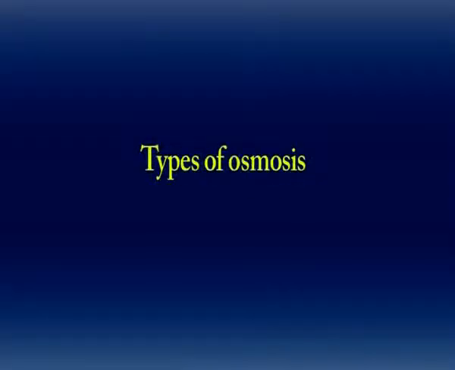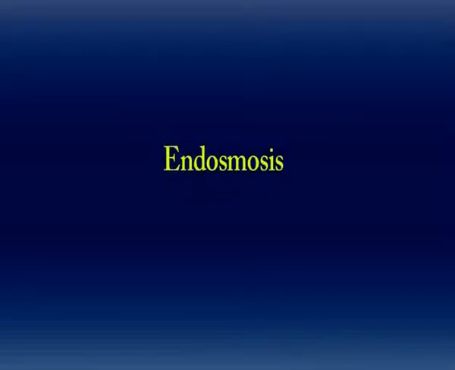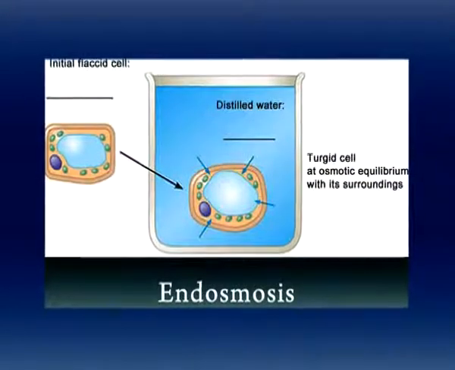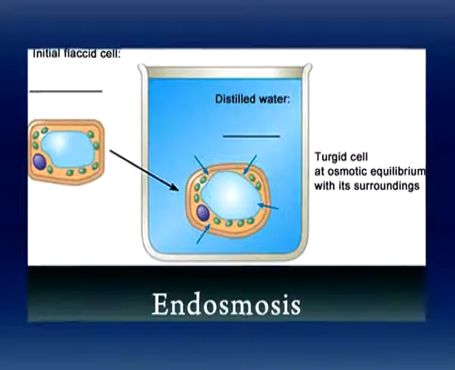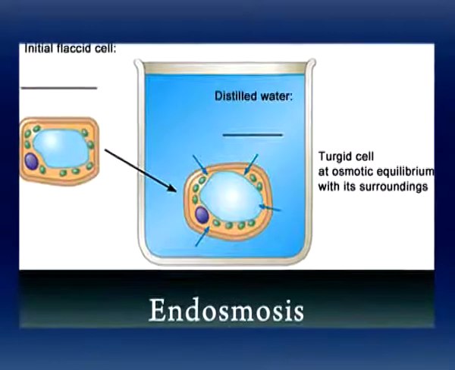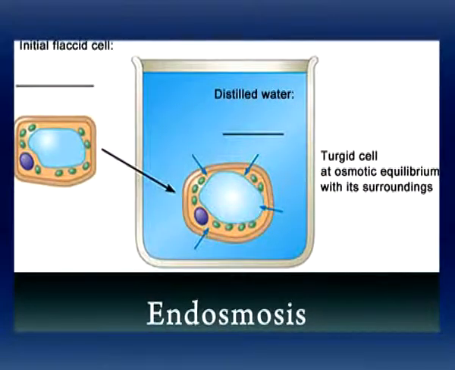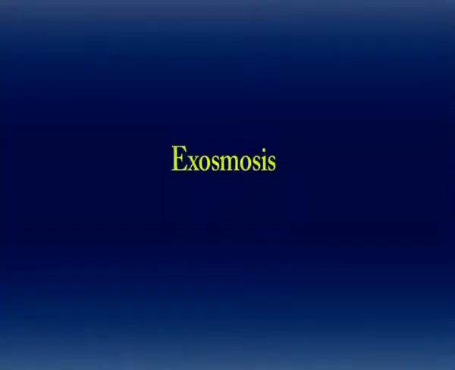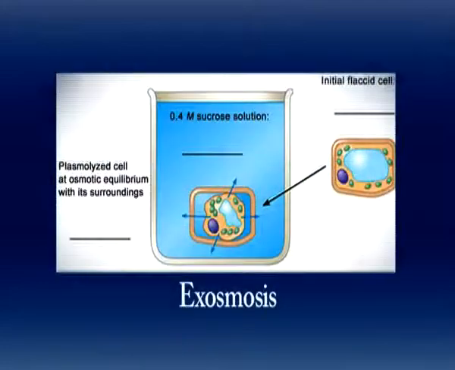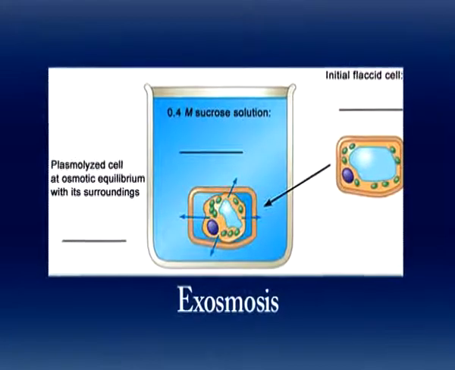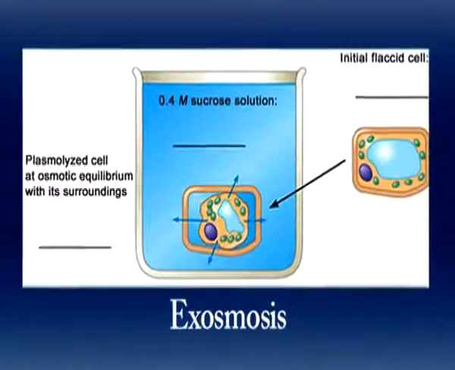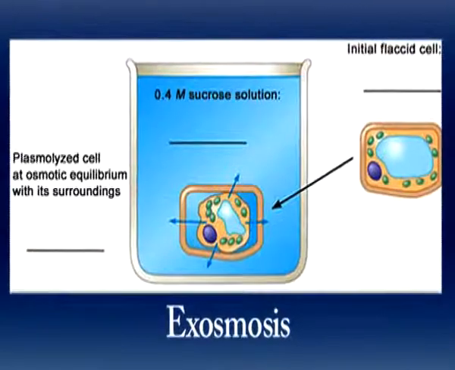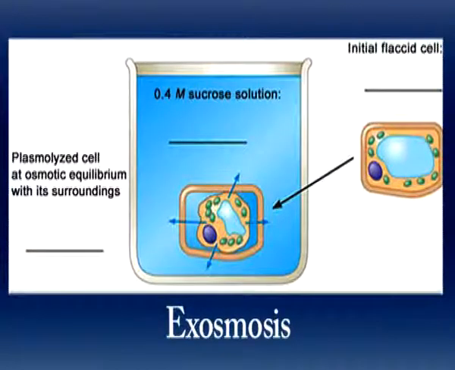The various types of osmosis are endosmosis, that is the osmotic inflow of water into a cell when it is placed in a solution whose solute concentration is less than the cell sap. The second one is exosmosis, the osmotic outflow of water from a cell when it is placed in a solution whose solute concentration is more than the cell sap.